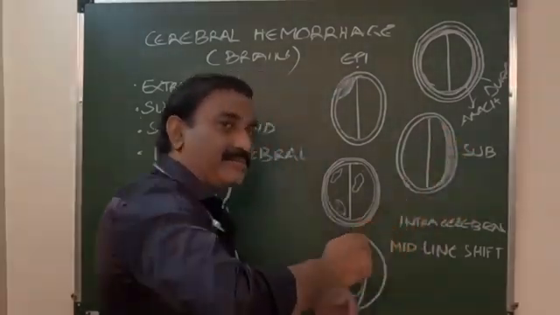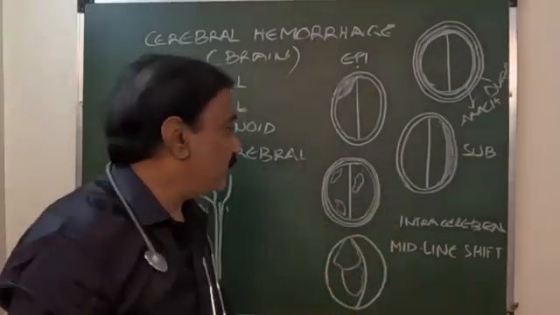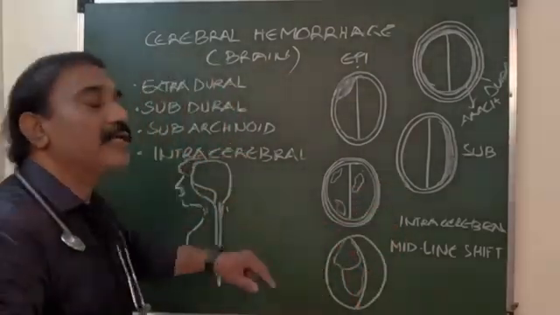They put a small, again, same thing. They put a burr hole, neurosurgeons put a burr hole and take it out. So the third one is subarachnoid hemorrhage.